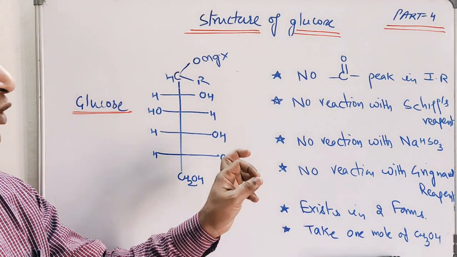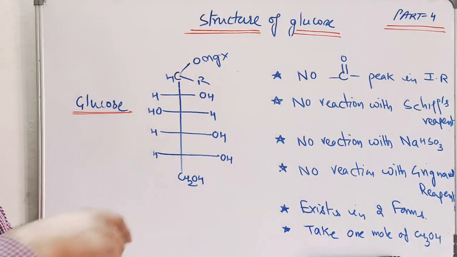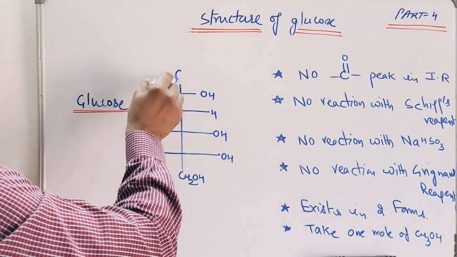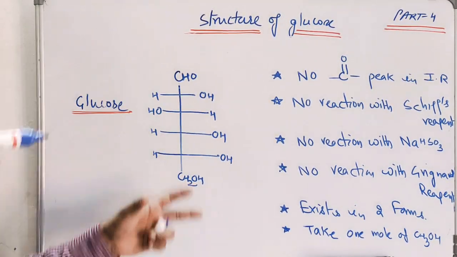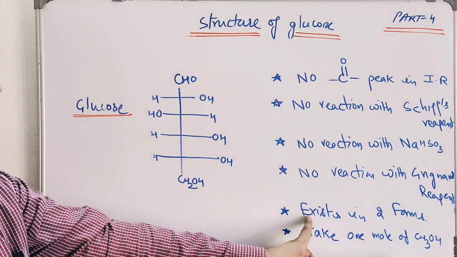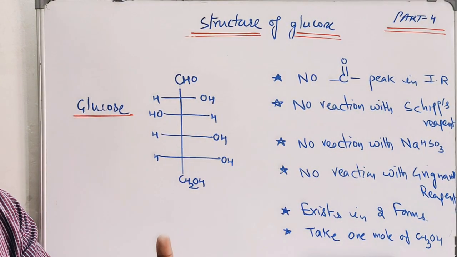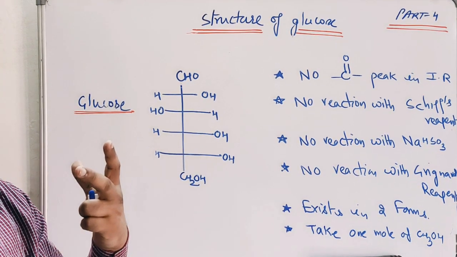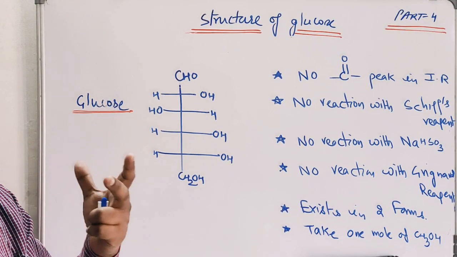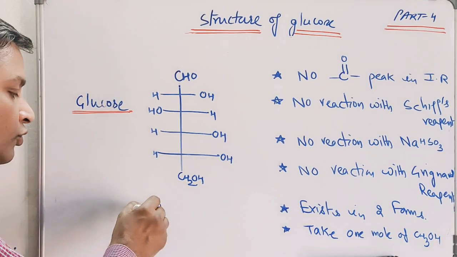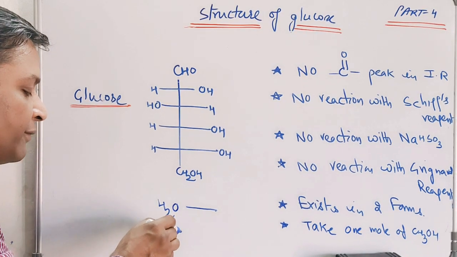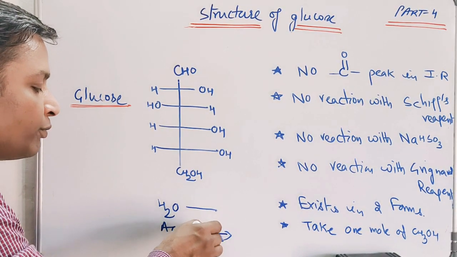Second, a very important fact observed in the case of glucose was that if glucose has an aldehydic structure, if glucose has an open chain structure like this, it should exist as one form. But it was very surprising to observe that glucose was existing in two different forms. There were two different isomers of glucose observed when glucose was crystallized in different solvent mediums. When crystallization of glucose was done in water, a different isomer was obtained. When crystallization was done in presence of acetic acid, a different isomer was obtained.